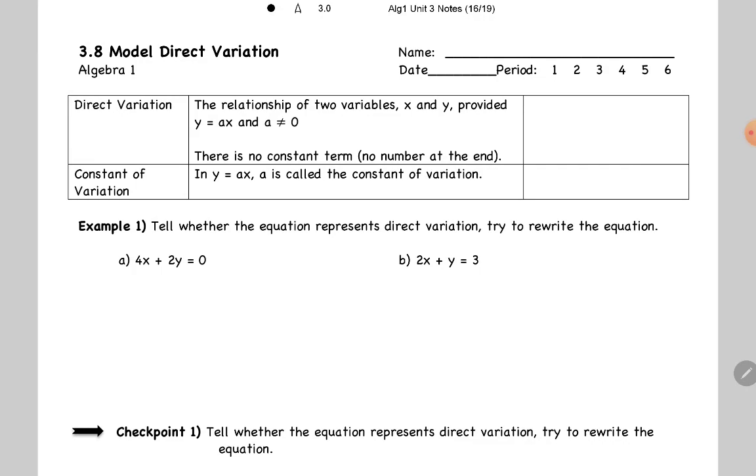Direct variation is the relationship of two variables where y equals a times x. You usually see this term: y varies directly with x. An example of this would be y equals 2x. So y varies directly with x. In this case, y is the doubled value of x.